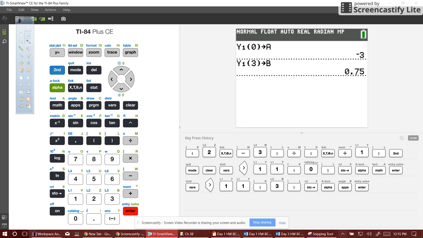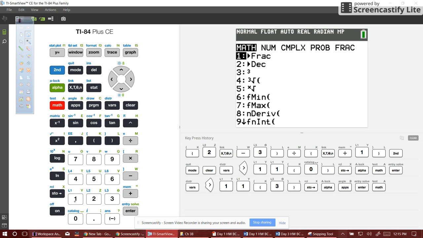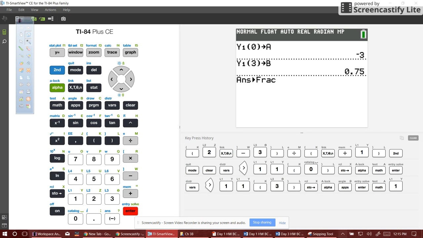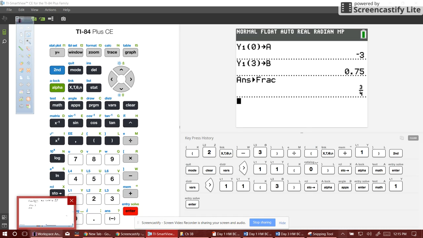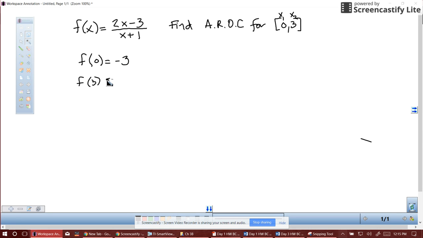So that gave me a decimal. And so remember that I really want fractions. So I'm going to do math 1 enter, and so that gave me 3/4. So now going back to my formula here, or my equation, I'll write f of 3 is 3/4.